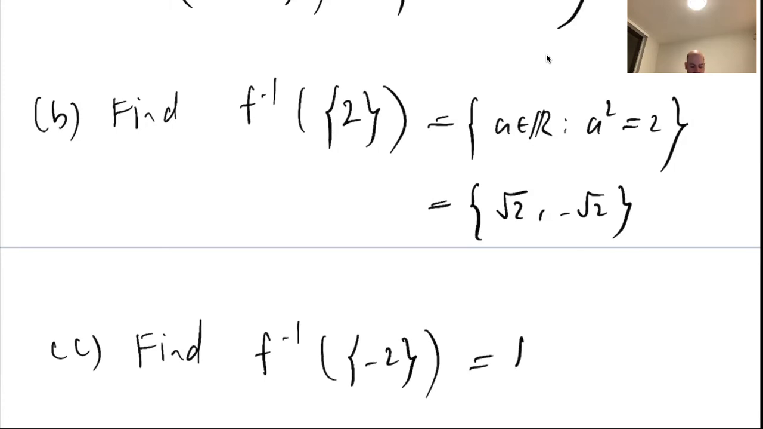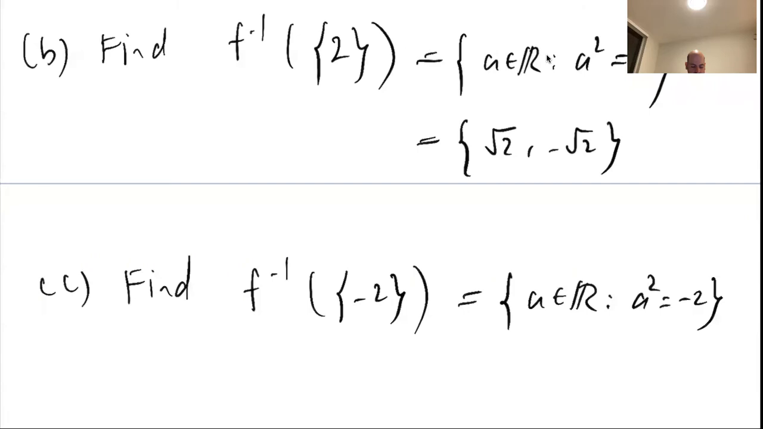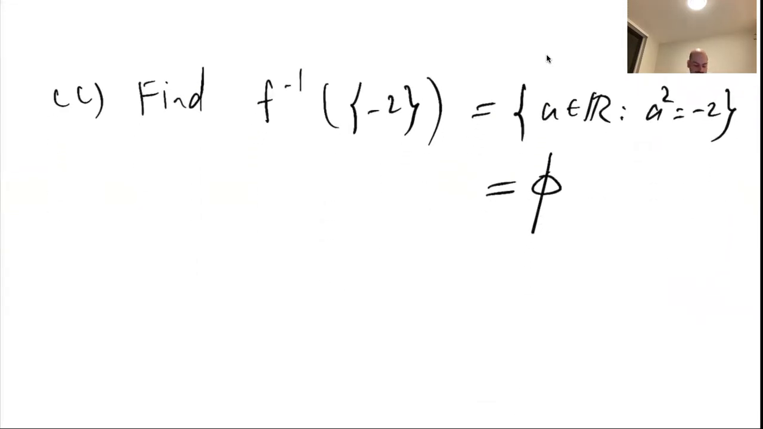And this one by definition is the set of all elements a in R such that a squared is equal to minus 2. But there is no element a in R with a squared equals minus 2. So this is the empty set. So f inverse of minus 2 is an empty set. And that's okay. We said that f inverse of a set is a subset of the domain, but the empty set is also one of the subsets of the domain. So it's okay for the answer to be the empty set.